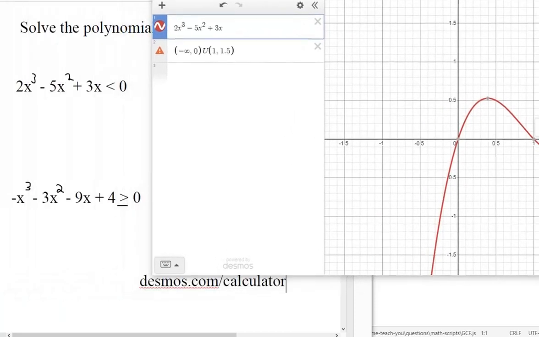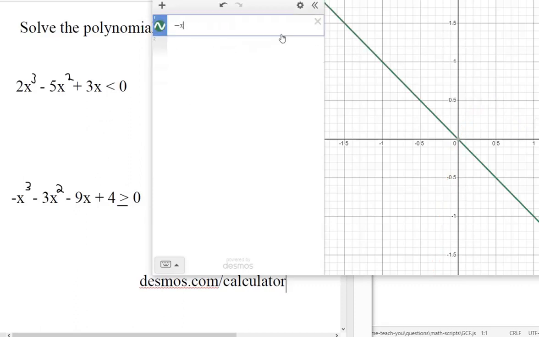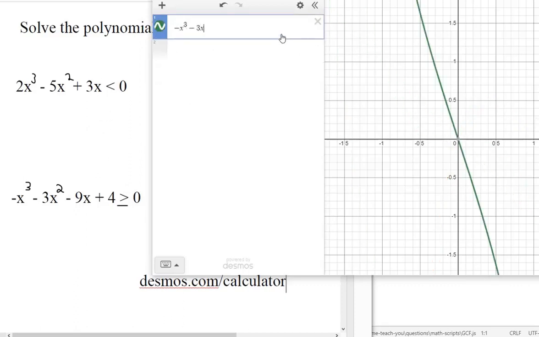There. So technology is way easier than all that algebra stuff we were doing, right? All that crap. Okay, so we got negative x to the third minus 3x squared. Texas Instruments assassinating somebody.